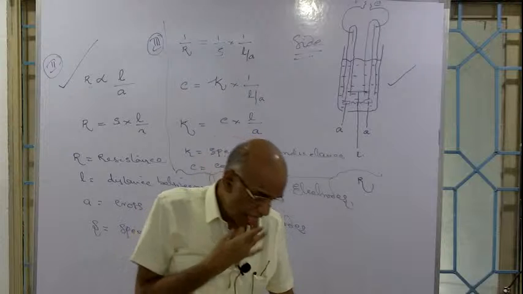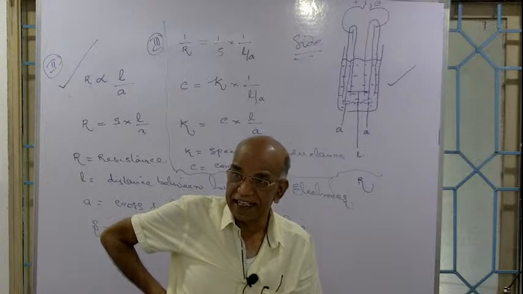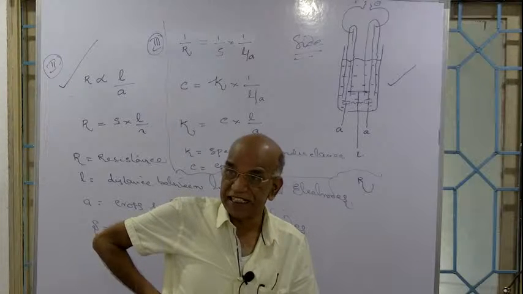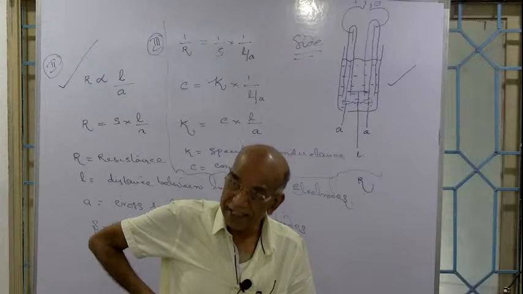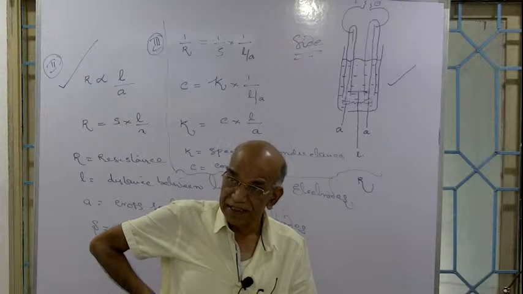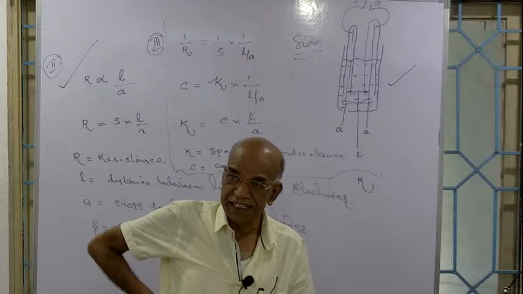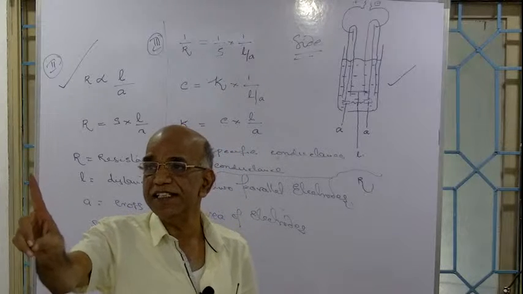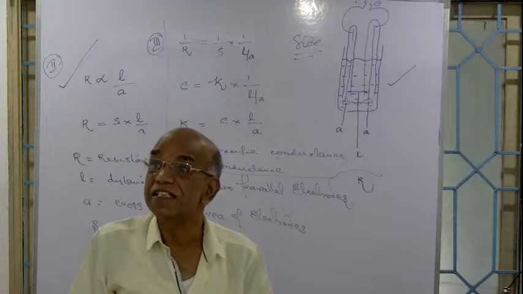So specific conductance may be defined in both ways. Specific conductance of a solution may be defined as the conductance of the solution enclosed between the two parallel electrodes separated by a distance of 1 centimeter. Or otherwise, specific conductance K may be defined as the current generated from the electrolyte when 1 cc of solution is filled between the two parallel electrodes in the conductivity cell. That generated current is called specific conductance.